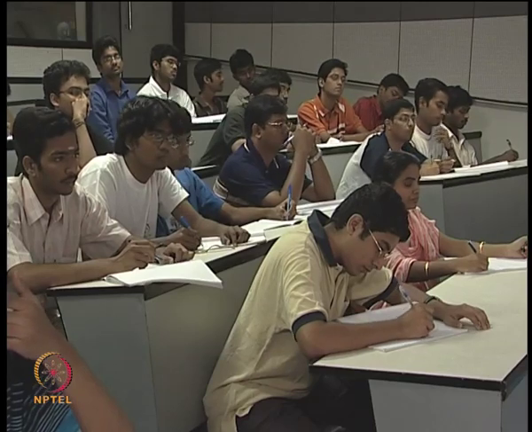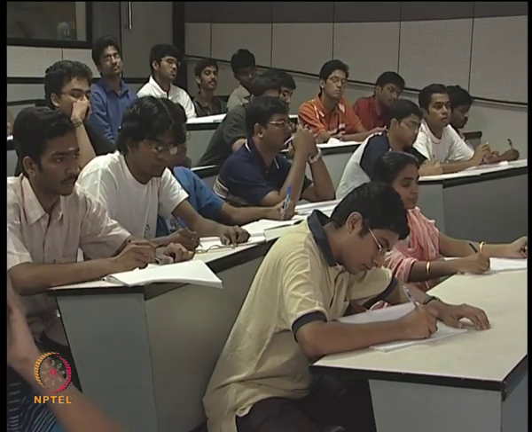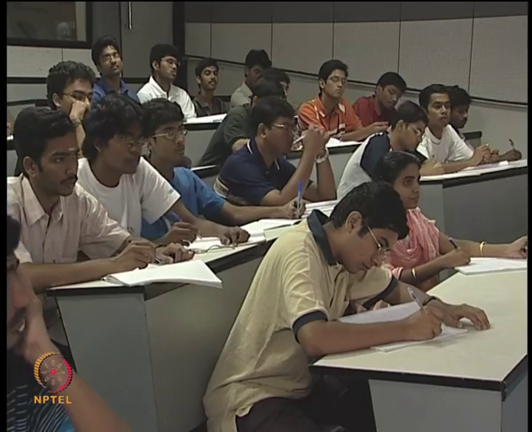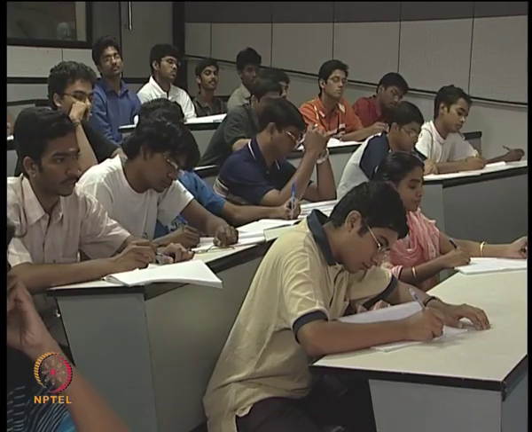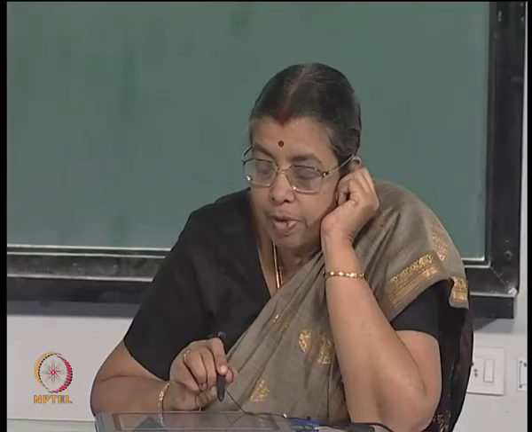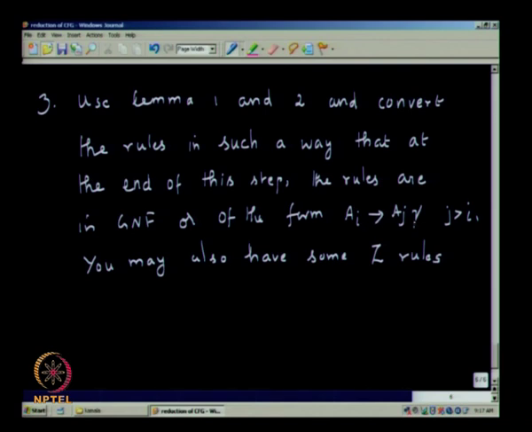So, you use lemma 1 and lemma 2 in an appropriate manner, which we can take an example and see, and at the end of this step either the rules will be in Greibach normal form or the AI rules will be of the form AI goes to AJ gamma where J is greater than I. That is, the first symbol on the right hand side, the AJ, is such that J will be greater than I. When you do this, you may introduce some Z rules also. Z is the set of Z1, Z2 you may be introducing. Let us see how to do this.